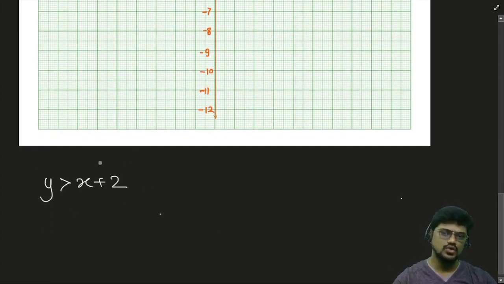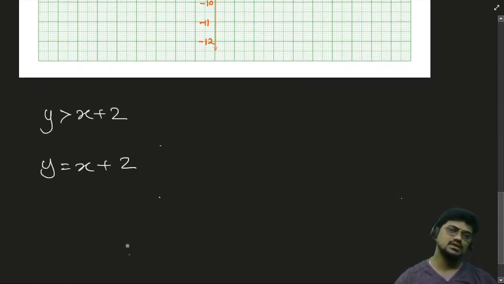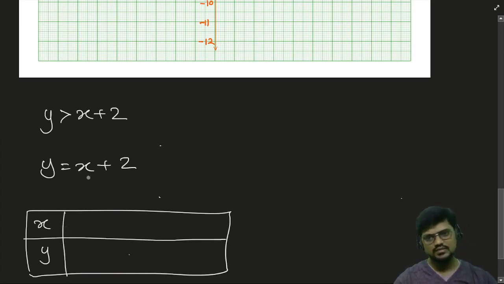But if you want to draw the graph of this, first you have to convert it into equality, that is y is equal to x plus 2. Now once you are done with this, you have to draw the line of y is equal to x plus 2. So how will you make it? You can make a table for this and take some values. If the value of x is 0, then what will be the value of y in this equation?